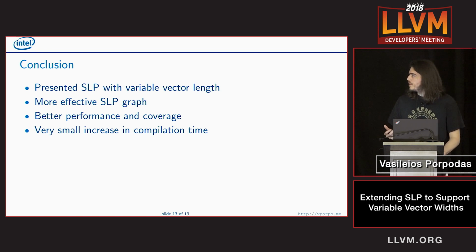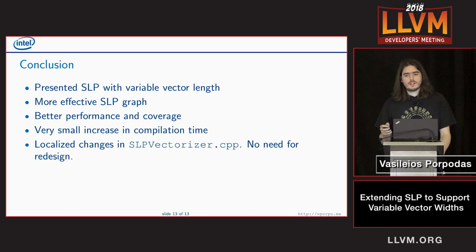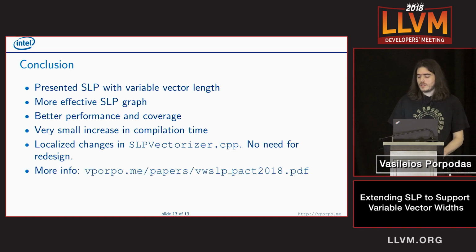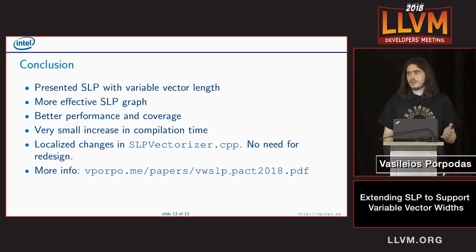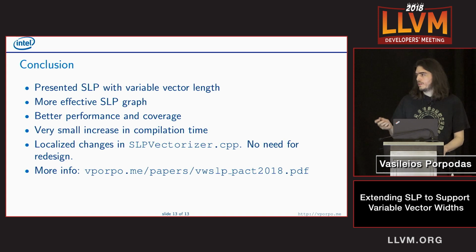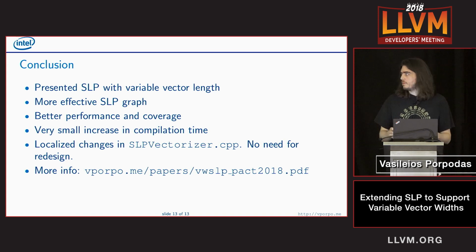And what I didn't talk about is that the compilation time increase is not very big. The only overhead here is the localized searches using build tree, and you can always cap it as much as we want. So the overhead is not great. And finally, all these changes are localized to the SLP Vectorizer, and it doesn't need a complete redesign of the code. So this is a non-intrusive way of achieving the variable vector width.